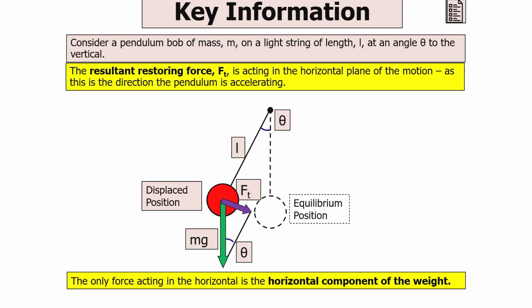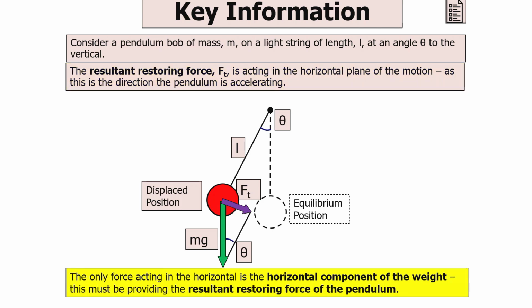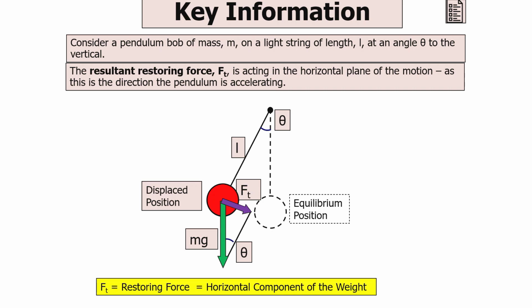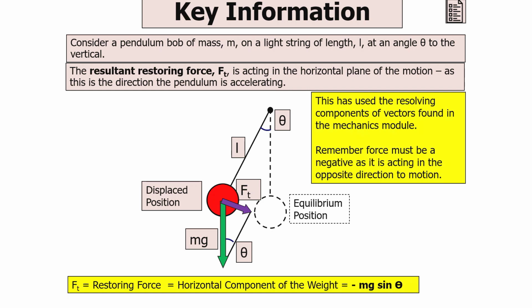Now, the only force acting in the horizontal is the horizontal component of the weight. So this indicates to us that it must be providing our resultant restoring force on the pendulum. So the resultant restoring force is the horizontal component of the weight, which is equal to minus mg sin theta.